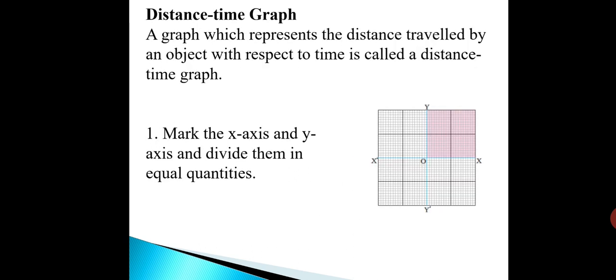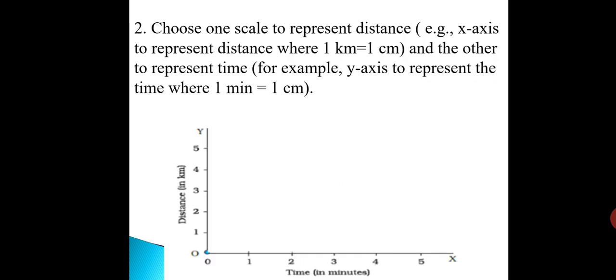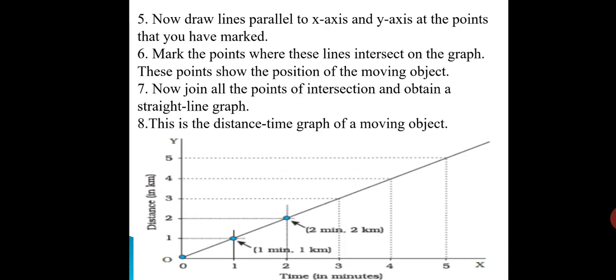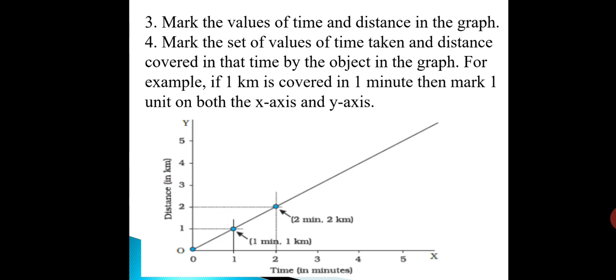Then the distance-time graph, very simple. Take a quarter page. Horizontal is the x-axis, vertical is the y-axis. Take equal distances, 1 centimeter. 1 kilometer means 1 centimeter. 1 meter means 1 centimeter. So you have taken 1 square on each. Join the values. 1 meter, 1 kilometer. 2 meters, 2 kilometers. 3 meters, 3 kilometers. Like this. And then these lines should be dotted. Where these are meeting, just join that with a straight line, and that is your uniform motion.